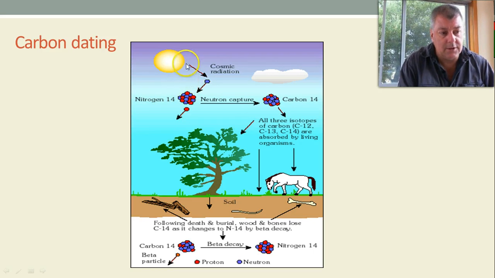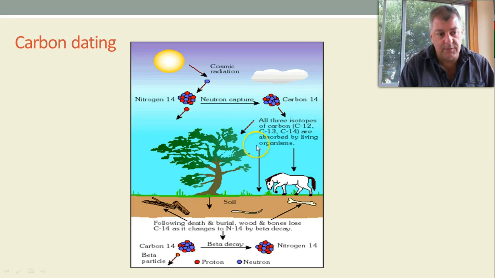And what happens is this cosmic radiation comes in. This blue dot represents a neutron. It goes into the nitrogen-14 because it has a lot of velocity. It comes out of the sun very fast. It kicks out a proton, and because we've undergone neutron capture, we now have carbon-14 in the upper atmosphere.